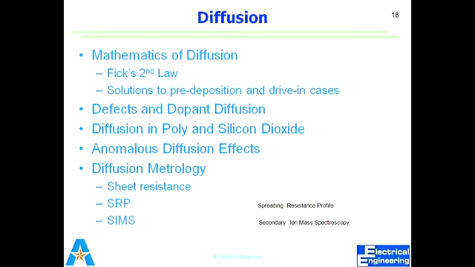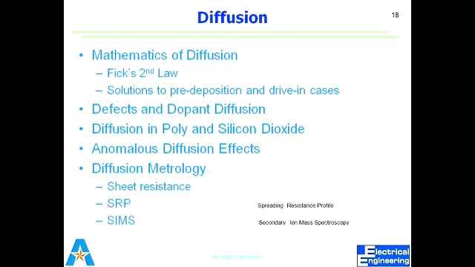So it means that that equation does not work well. There are certain other parameters that actually affect the diffusion. We call them anomalies in the diffusion process. So we will talk about those different anomalies as well. Diffusion metrology: at the last we will talk about how to measure the diffusion in the surface of the wafer.